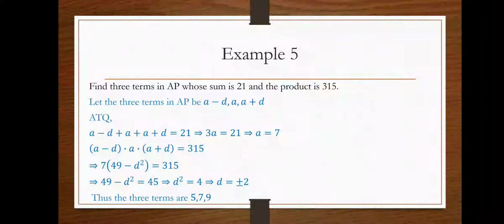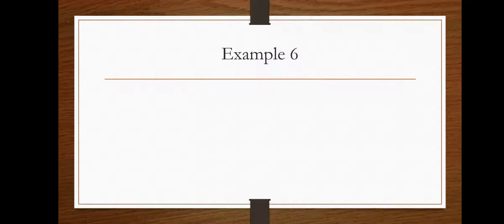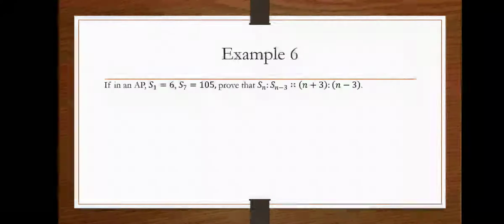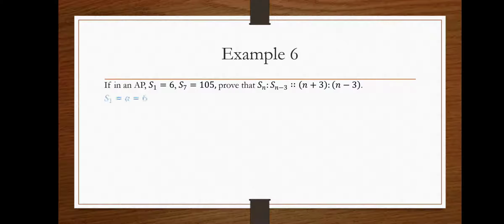Alright. Let us move to number 6. Question number 6. If in an AP, S1 is equal to 6, S7 equals 105, prove that Sn to Sn minus 3 is this. So now to find this ratio between Sn and Sn minus 3, first I need to find out the value of A and D. So A is exactly the same as S1 because S1 means the sum of the first term of the AP, or one term in the AP. So therefore it is going to be the first term only, that is 6.